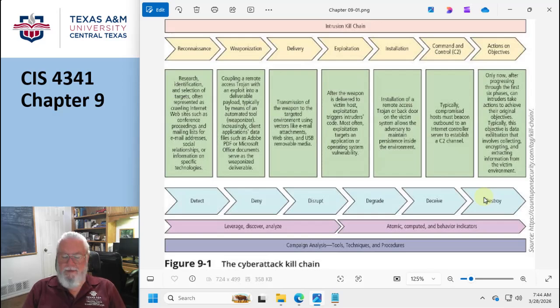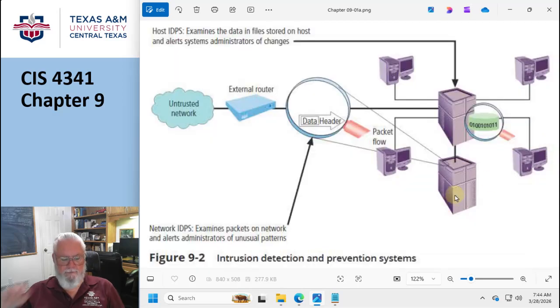So types of IDSs. General categories, basically two types of these guys. Here's one where I have an untrusted network out the router kind of thing, and then I have some sort of intrusion detection. And I'm looking at packet flow, right? I'm determining the packets and alerting administrators if there are some unusual patterns. So this is all network-based. Things coming in, I check to see what's going on.